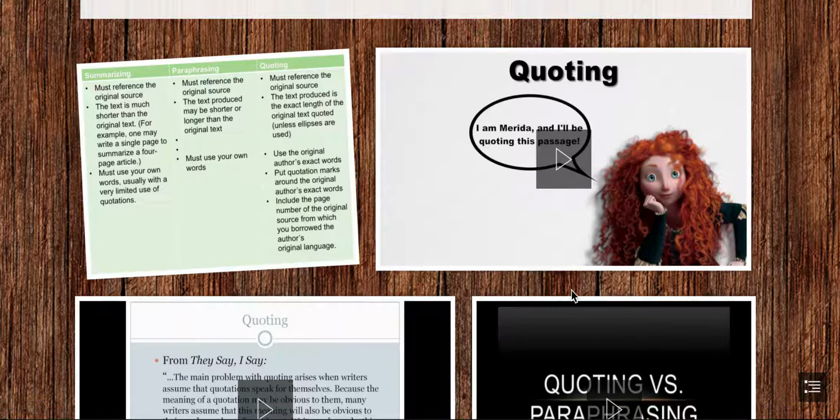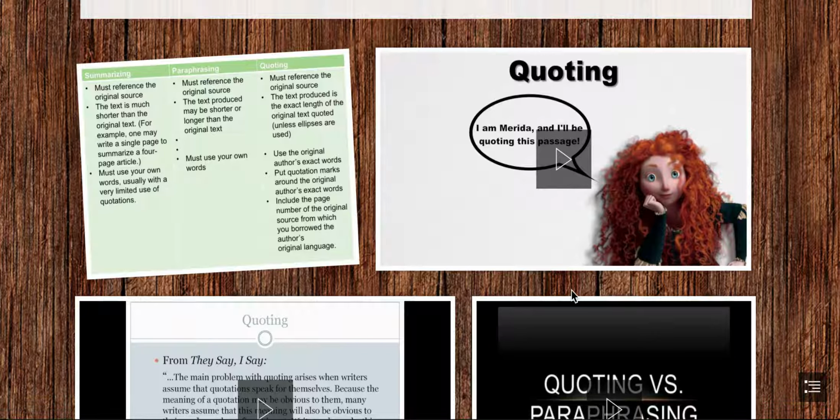So summarizing, that's fairly self-explanatory. You're going to summarize a larger text into a smaller text. With summarizing, you must reference the original source. The text is much shorter than the original text. For example, one may write a single page to summarize a four-page article. You must use your own words, usually with a very limited use of quotations.